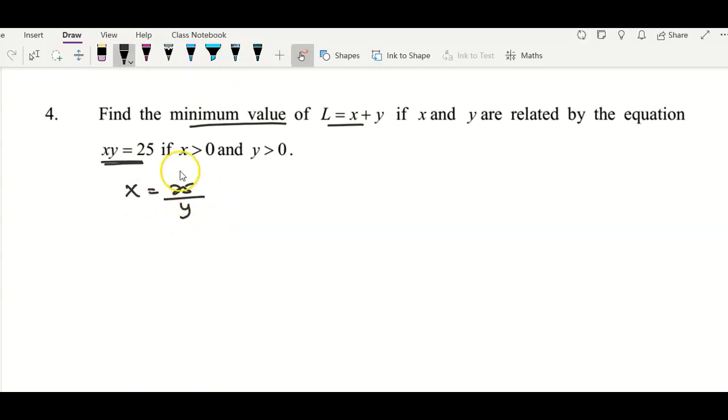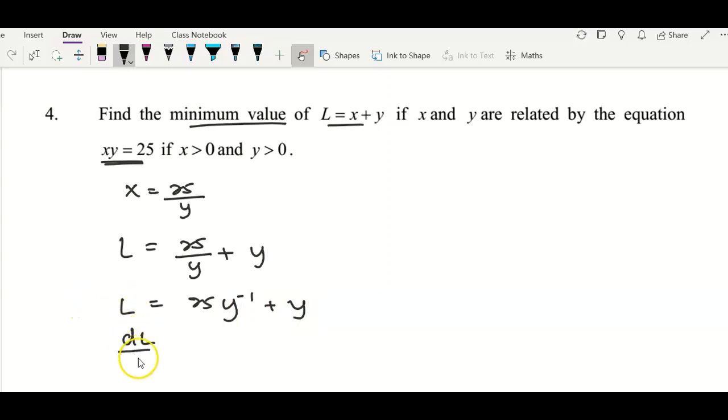We got x equals 25 over y from this equation. Then we substitute 25 over y as our x into the L. We got 25 over y plus y for L. Then we're going to find dL/dy. Before this, I will change the 25 over y into 25 multiplied by y to the power of -1.